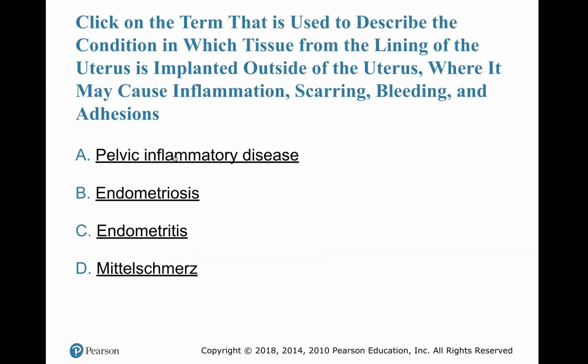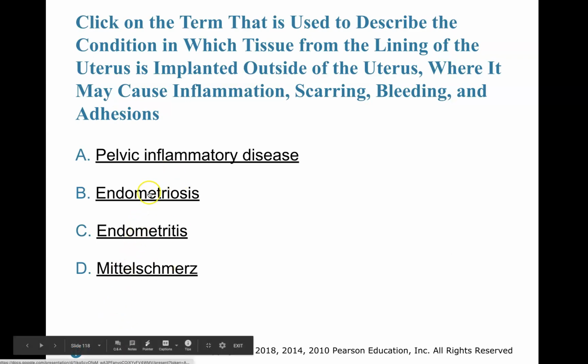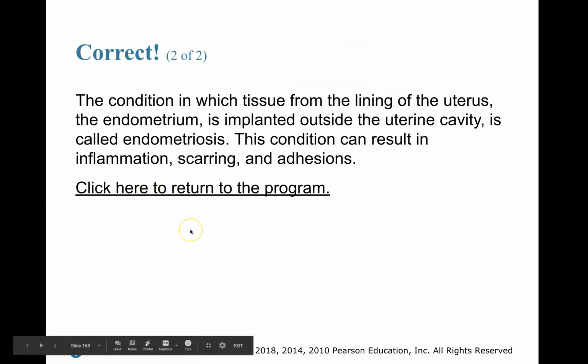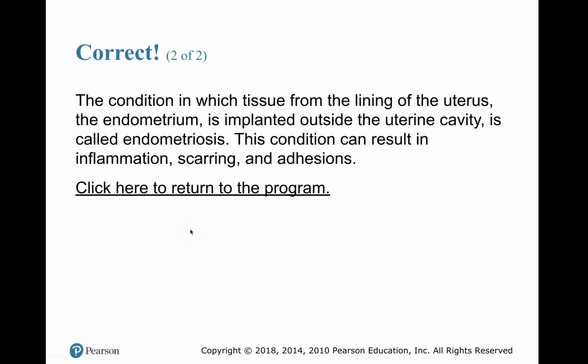Click on the term that is used to describe the condition in which tissue from the lining of the uterus is implanted outside of the uterus, where it may cause inflammation, scarring, bleeding, and adhesions. Alright, if you chose endometriosis, you are correct. The condition in which the tissue from the lining of the uterus, the endometrium, is implanted outside the uterine cavity is called endometriosis. This condition can result in inflammation, scarring, and adhesions.